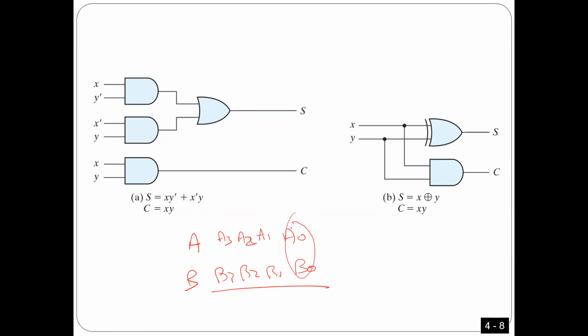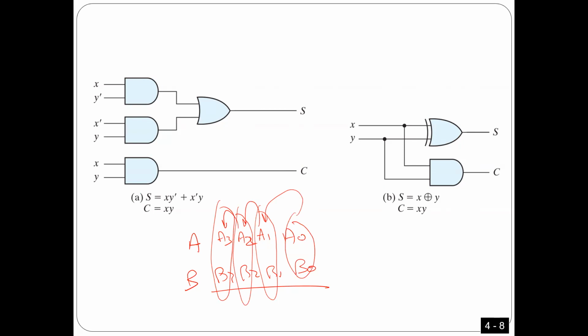Is that okay? And then if there is a carry, I have to move it here and do the addition here. Same thing here. I need to add three bits here. If there is a carry, it has to come here. I have to add three bits here. If there is a carry, it has to come here and add three bits here. That's what we have to do, right?